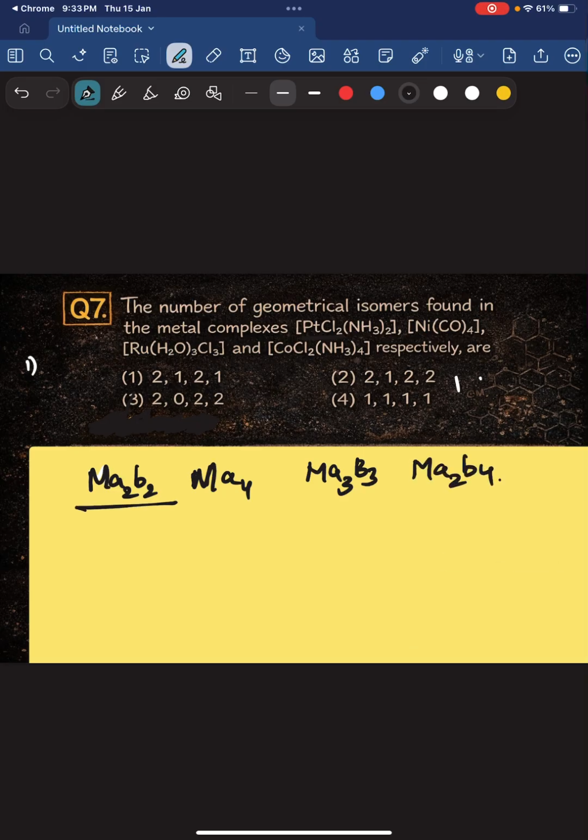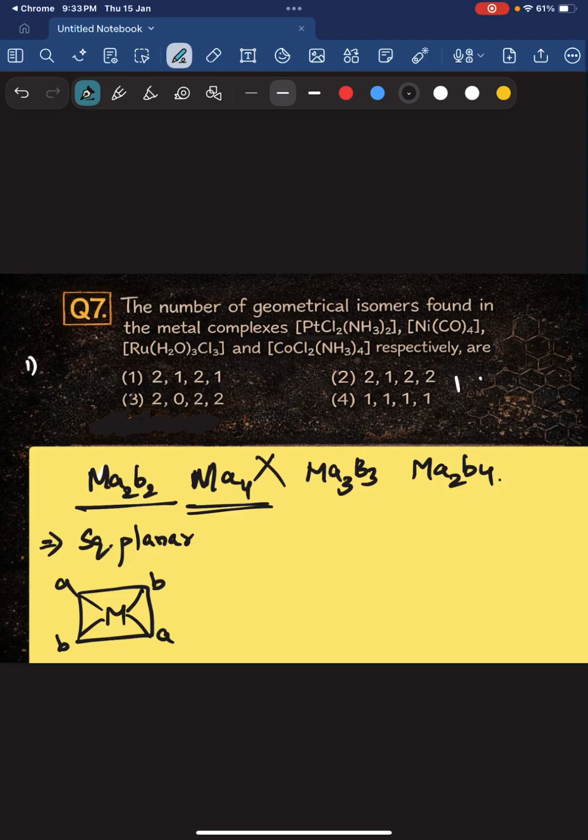So the first complex, Ma2B2: especially platinum coordination number 4 complexes are square planar in nature, so all square planar complexes can have cis-trans isomerism if the different ligands are present like this. If the same ligands are opposite to each other, it is trans; side by side means cis. Coming to Ma4 type, Ma4 doesn't have any geometrical isomers because there is a trick for this. If in any case more than one way can't be written, then those don't have geometrical isomers.